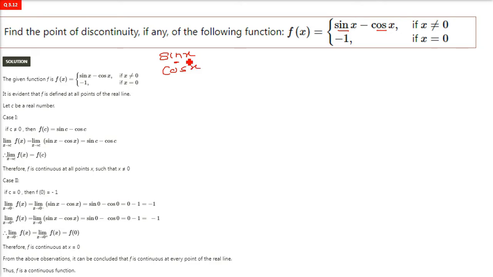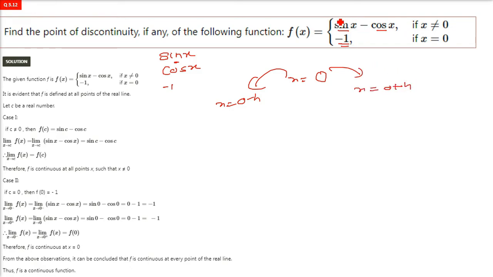Along with this, when x is equal to 0, it is given as -1. -1 is a constant function. So all these three are continuous by themselves. But we have to check the continuity or discontinuity at x equals 0. So we'll go on the left, it is 0 minus h. We'll go on the right, it will be 0 plus h.